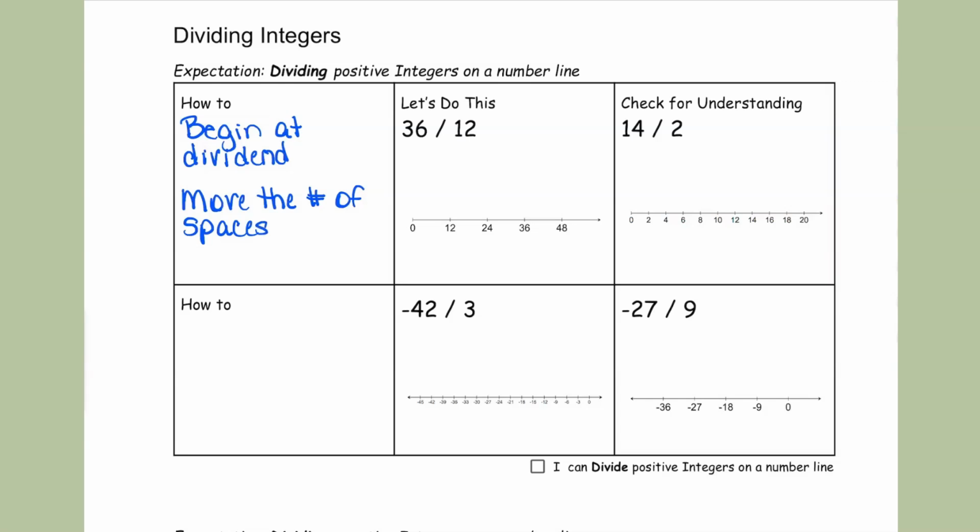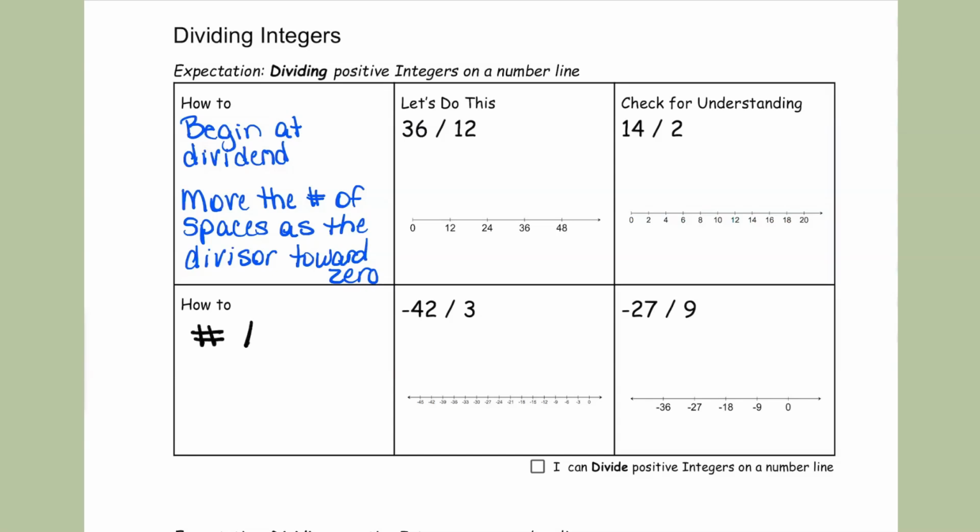All right, so go ahead and jot these steps down. Step number 1 is to begin at the dividend. Step number 2 is to move the number of spaces as the divisor. Okay, we always want to remember that we want to move toward 0. So that's going to be really helpful as we're working out these division problems.